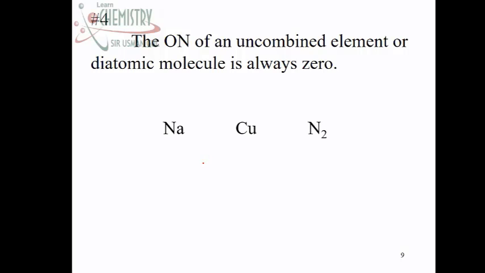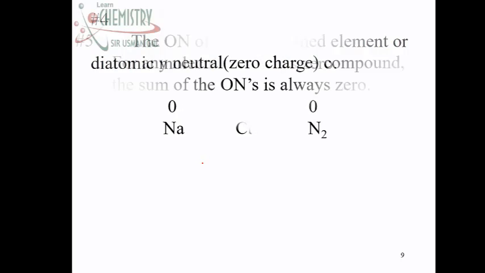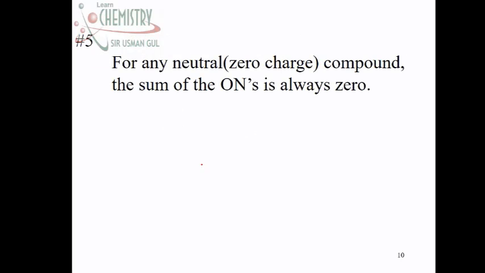Right now you can see sodium, copper, and nitrogen. You can see there is no charge on them and they are pure. So the oxidation state of sodium, copper, and nitrogen right now will be 0. Okay, now the fifth rule: for any neutral, zero charge compound, the sum of oxidation numbers is always 0.